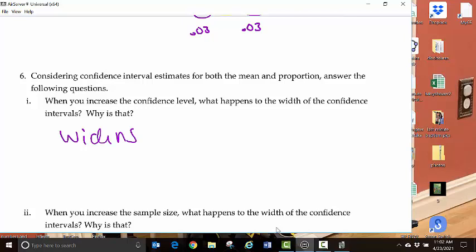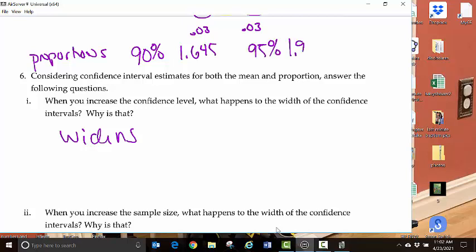If let's say we were talking proportions, all right? So for a 90% confidence interval, when you do inverse norm, you get that you need 1.645 standard deviations. If you wanted a 95% confidence interval, you get that you need 1.96 standard deviations. It's going to make your margin of error wider. Okay? Think about it. The more confident you are, the wider your net is that the real value is in there.